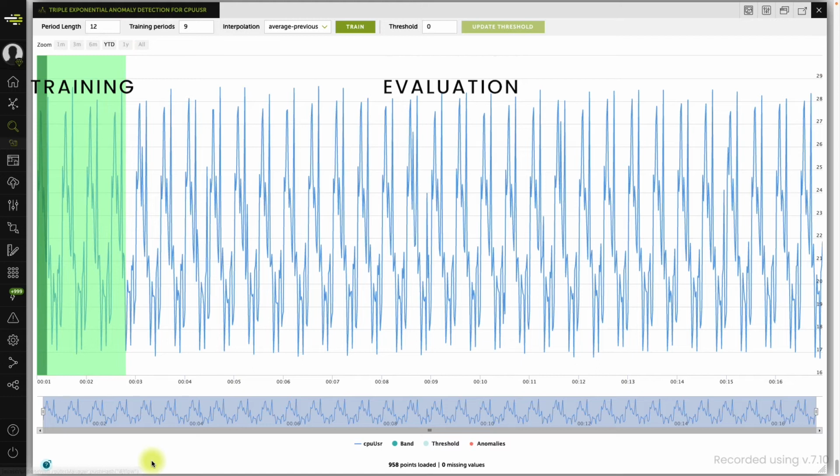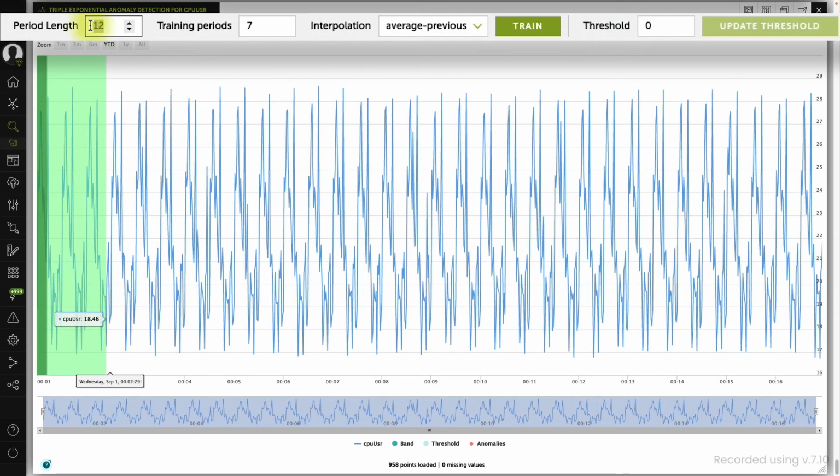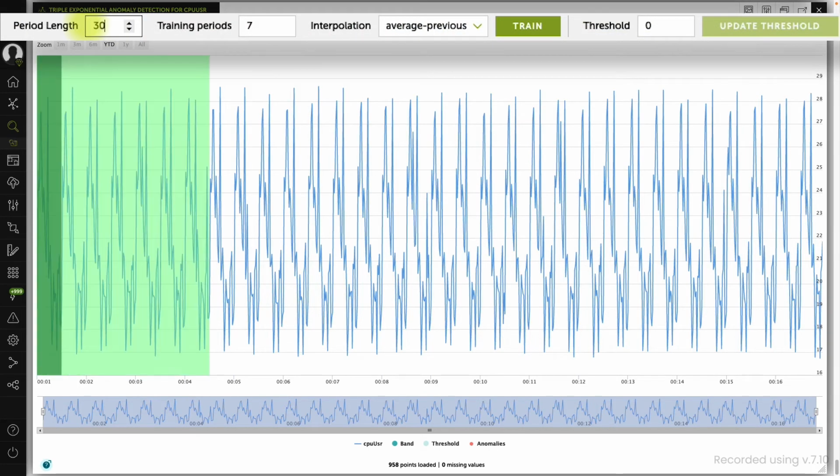After training part of the data in a specified series, the chart will predict potential anomalies and will indicate them as red points. You can modify the training dataset by dragging the band or using the options at the top of the chart. First, set the period length. This is the number of events in a selected period, symbolized by points on the graph.